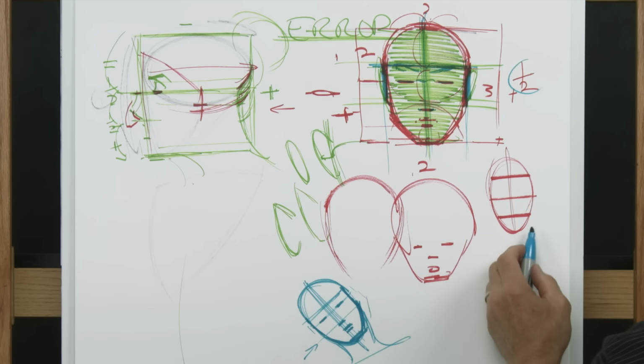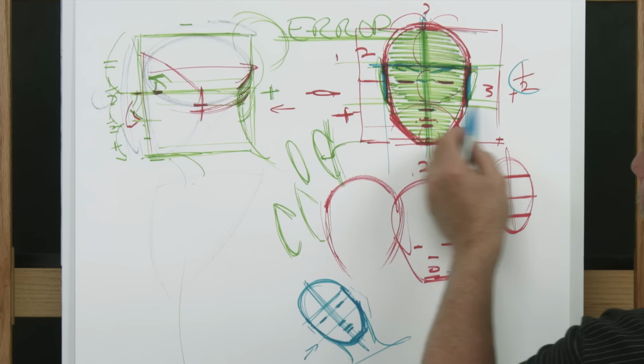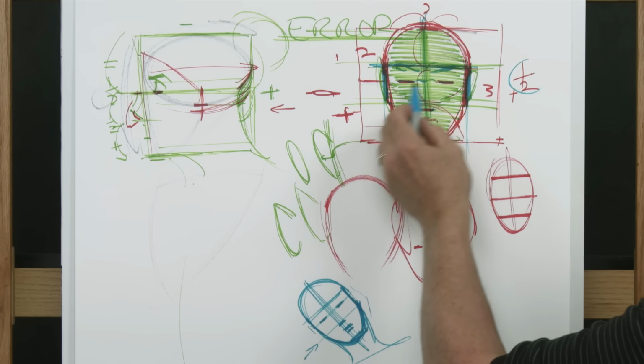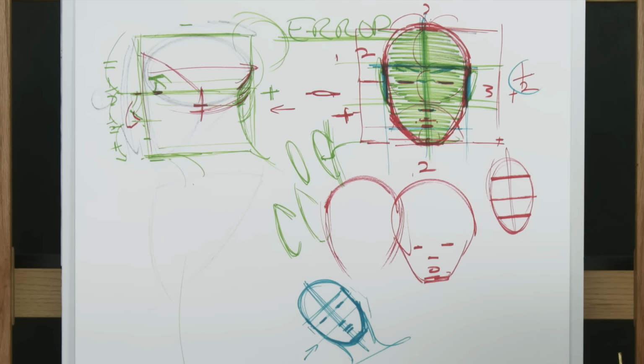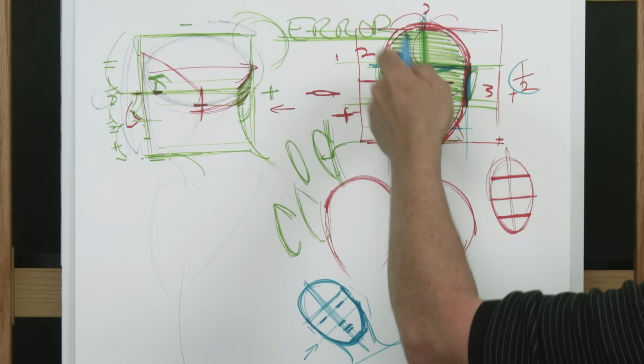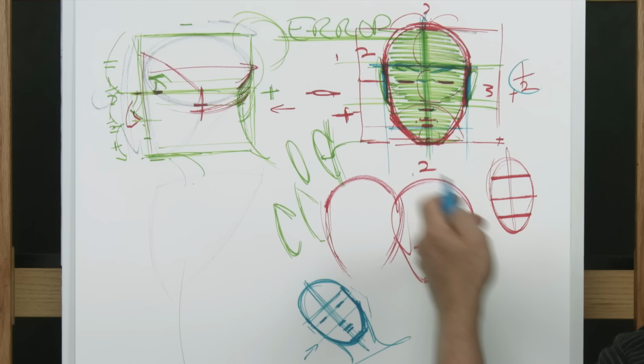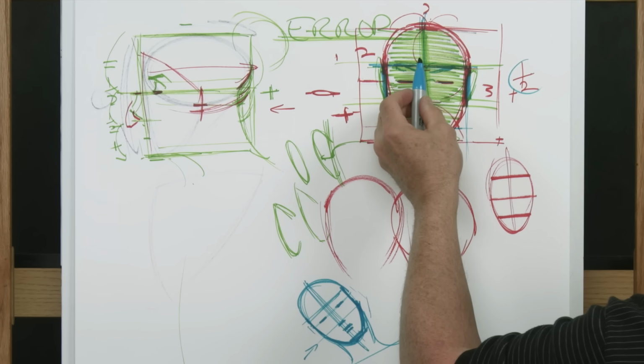Cut it in half, you have the eye line. Cut the lower half in half again, you have the nose line. Cut that lower half in again, you've got the lower edge of the lower lip line. So halving it down gives you your information. Or we can do it in thirds.